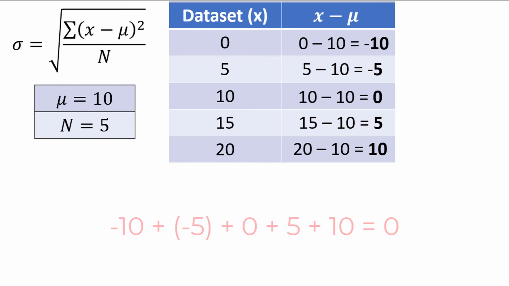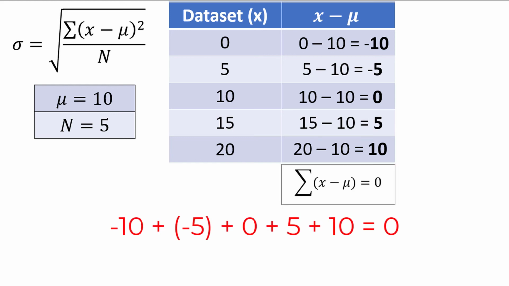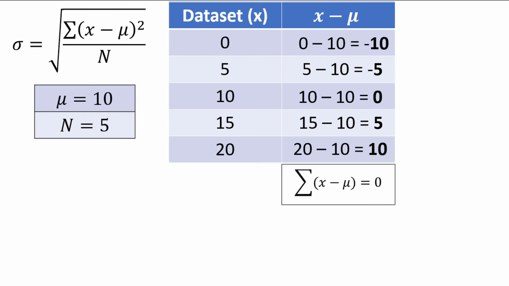Notice that if we sum up all of these numbers, we get 0. This will always be the case, as the mean is the mathematical center of the data. This also creates a small problem. We want to measure dispersion or spread, but the negative spread values simply cancel out the positive ones. So what do we do? Well, there are 2 main solutions.